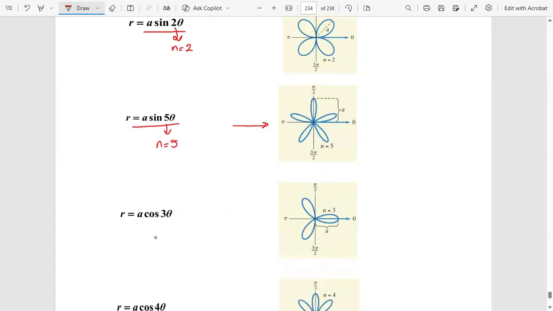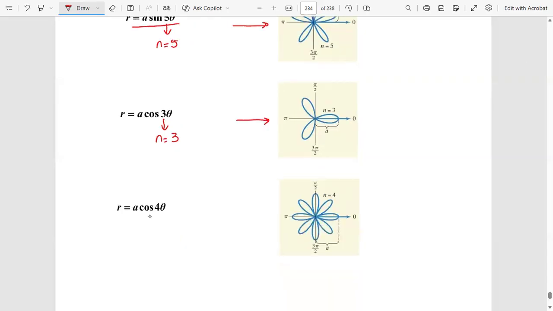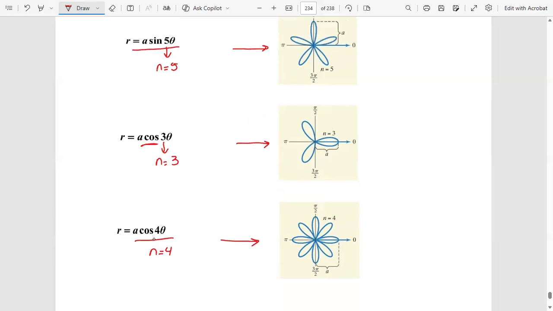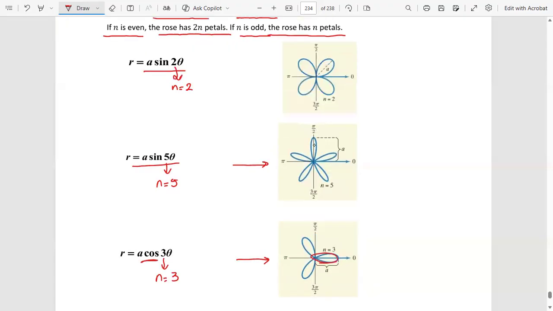n is 3, which is odd. So I expect to have only 3 petals. n is 4, even, that means I expect to have 8 petals. And if the equation has cosine, you can see that always some petals cross the x-axis. If the equation has sine, always some petals are along the y-axis.